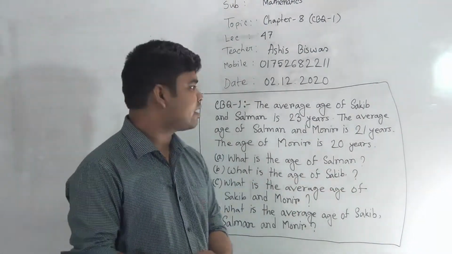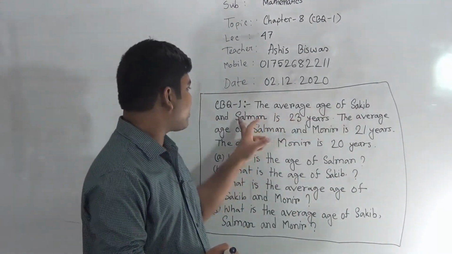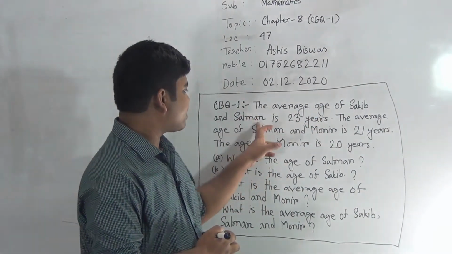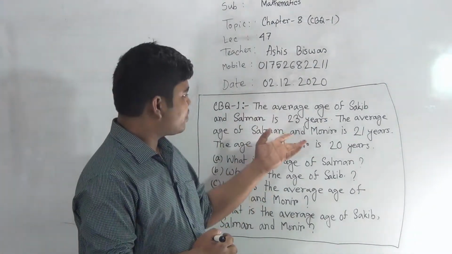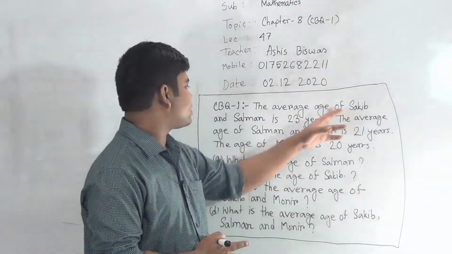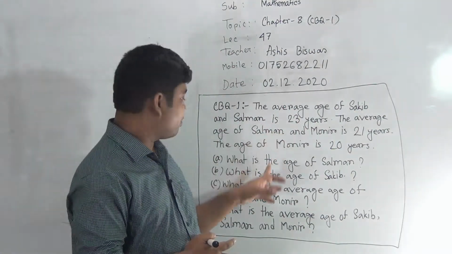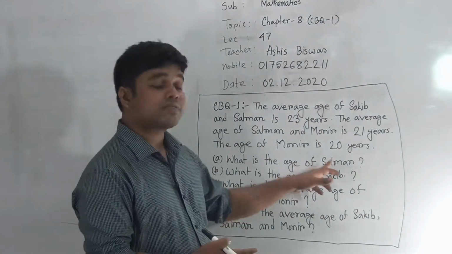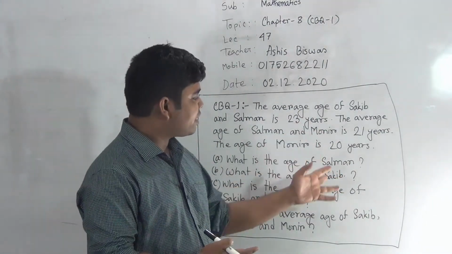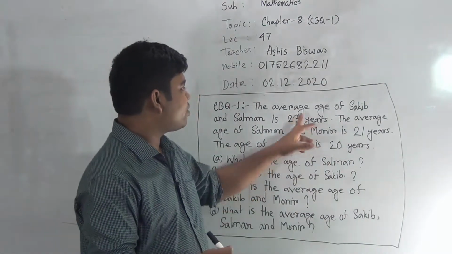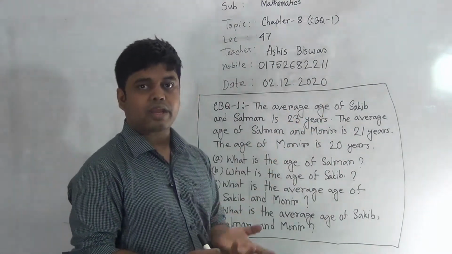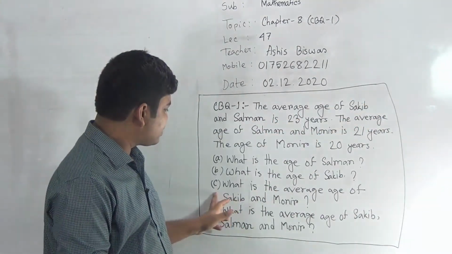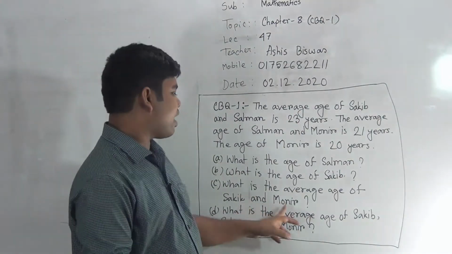Okay. Question B: what is the age of Shakib? How can we find the answer? Notice the average age of Shakib and Salman is 23 years. That means the average age of Shakib and Salman is given. From this information, at first we find the total age of Shakib and Salman. But notice that from question A, we have already found the age of Salman. So we subtract the age of Salman from the total age of Shakib and Salman and we get the age of Shakib.